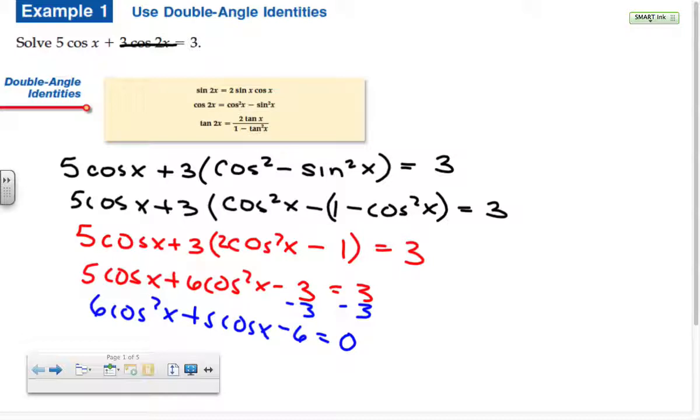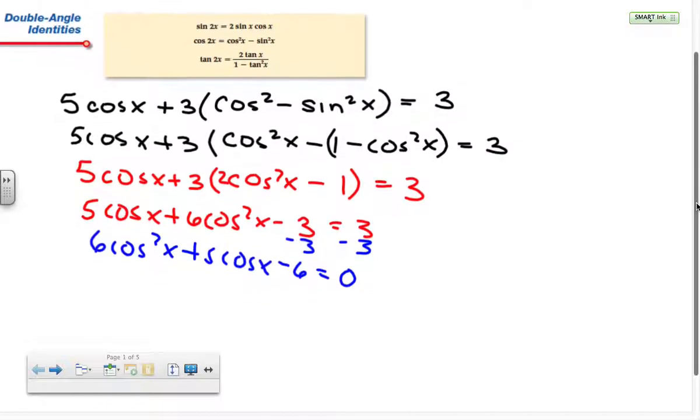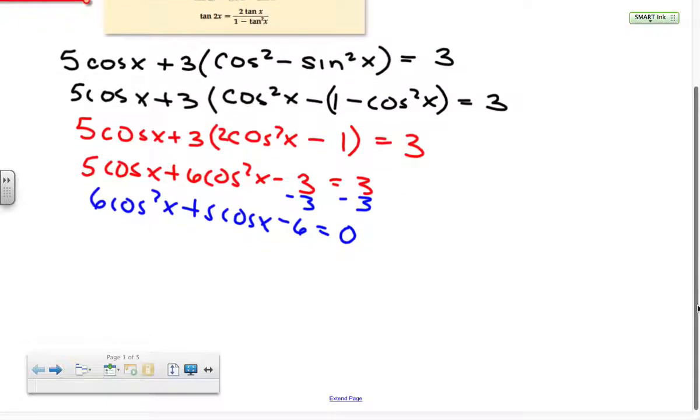I've gotten to a point where now I can factor. Now I have to factor and then solve, 3 major steps in this problem. These are long problems. So now we have 6 cosine squared x plus 5 cosine x minus 6 equals 0. We will continue by factoring. I'm going to go through the factoring in depth on this one because we had such a problem with it last time.